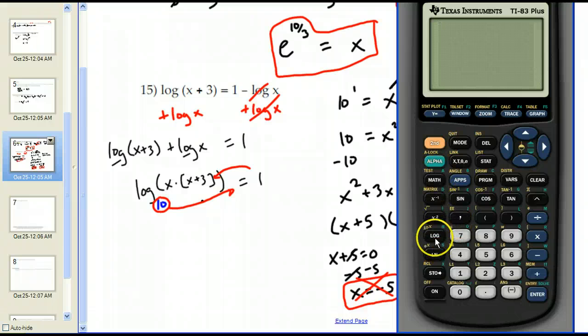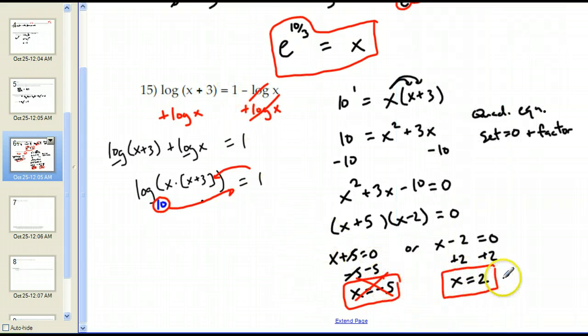So let's put in the log of parentheses. Other solution is 2, so 2 plus 3. Hit enter to see what we get. And then check log of 1 minus the log of 2. That's our other solution. And we get the same thing. So that one does work. So that's the only solution. So you have to check.